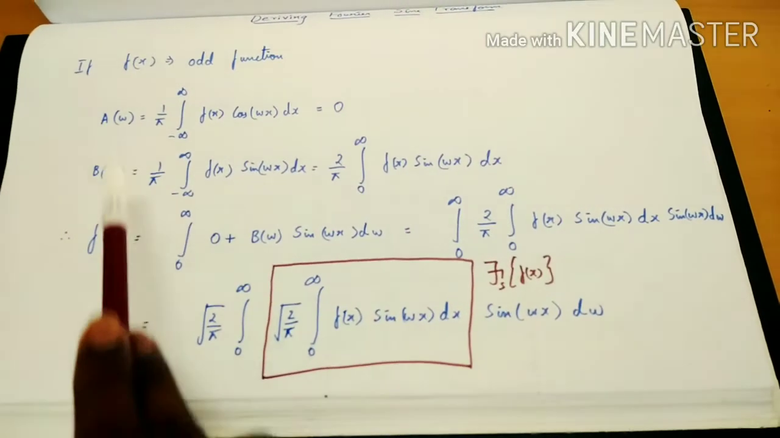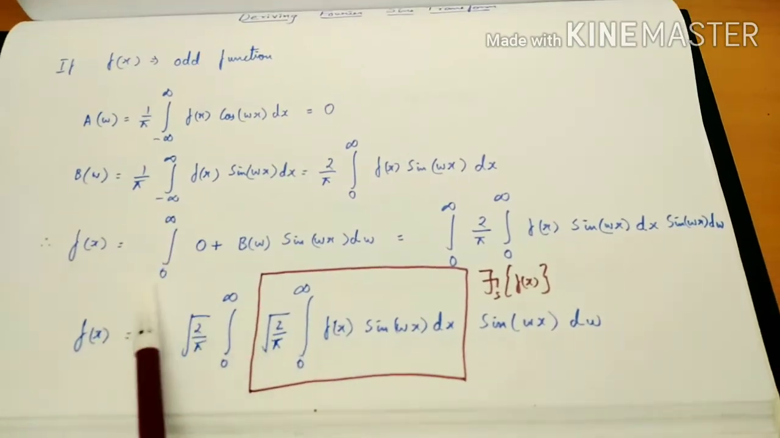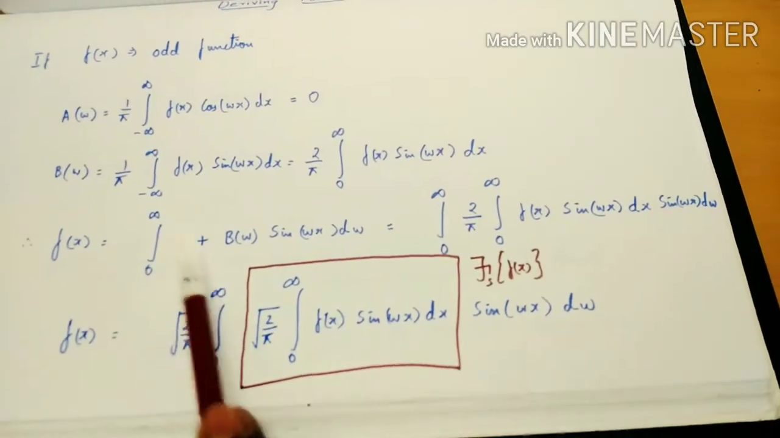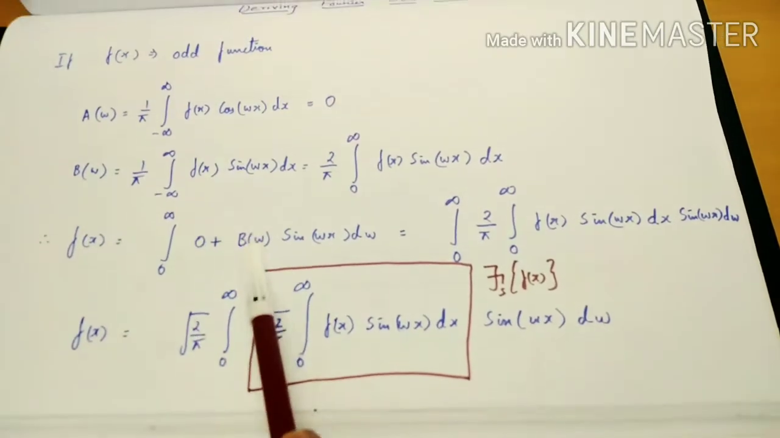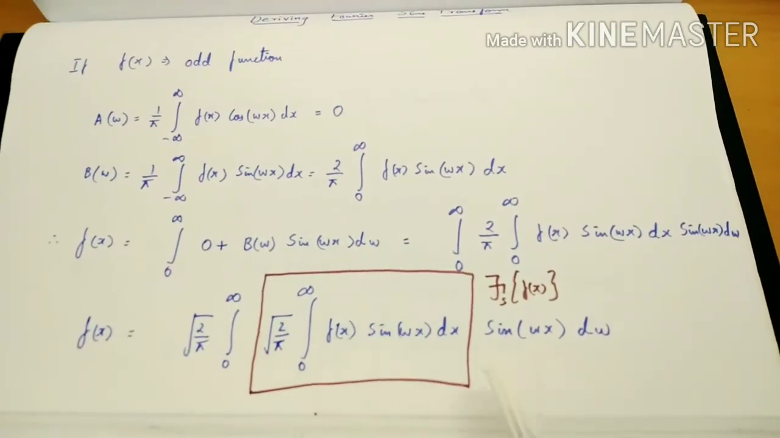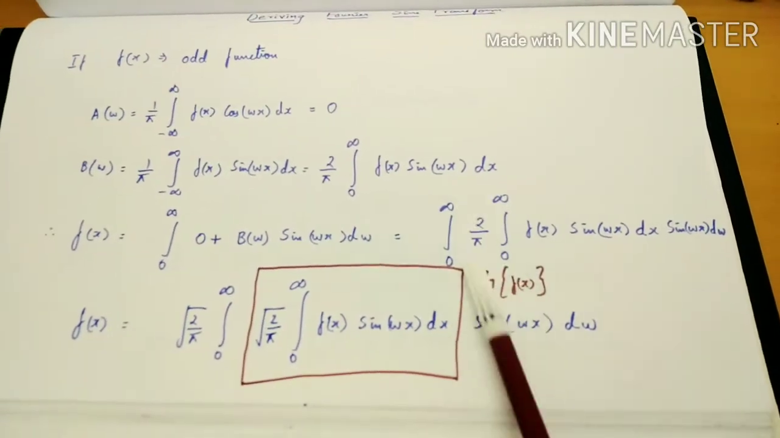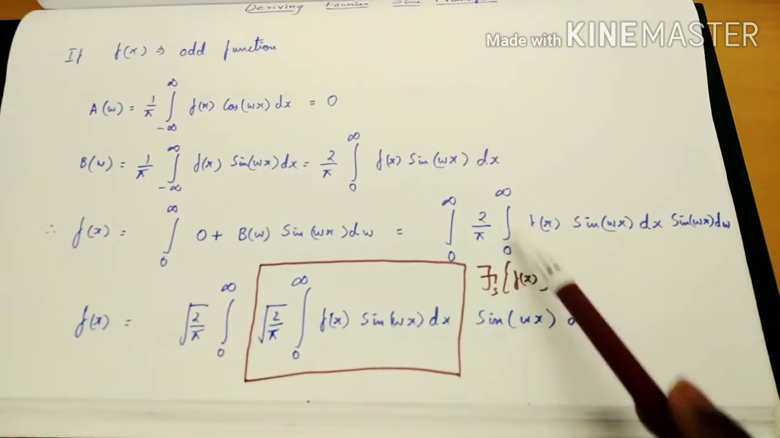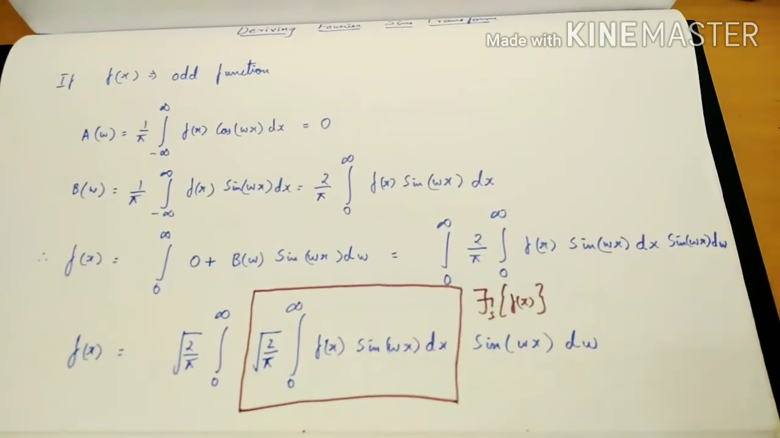Now when we apply A omega and B omega in f of x, that is f of x is equal to integral 0 to infinity, here we would have had the term A omega cos omega x, which will become 0 now, and B omega sin omega x d omega. Substituting B omega, we get this integral 0 to infinity 2 by pi integral 0 to infinity f of x sin omega x dx sin omega x d omega.